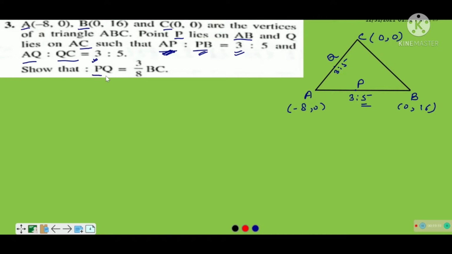We have to show PQ is equal to 3 upon 8 BC, means हमें PQ की लेंथ फाइंड आउट करनी है और BC की लेंथ फाइंड आउट करनी है. अब PQ की लेंथ फाइंड आउट करने के लिए हमें P और Q दोनों के कोऑर्डिनेट्स नोन होने चाहिए. तो पहले हम P और Q के कोऑर्डिनेट्स फाइंड आउट करेंगे बाय सेक्शन फॉर्मूला, और BC तो हम फाइंड आउट कर सकते हैं, दोनों एंड पॉइंट्स हमें नोन है. तो चलिए पहले P के कोऑर्डिनेट्स फाइंड आउट करते हैं. P इज अ पॉइंट विच डिवाइड्स लाइन सेगमेंट इन द AB इन द रेशियो 3:5.